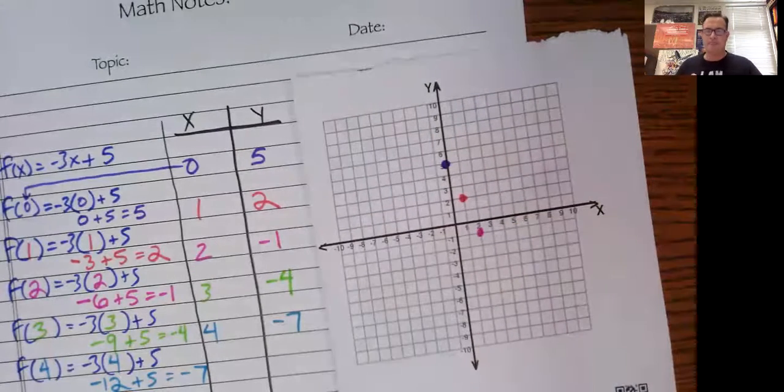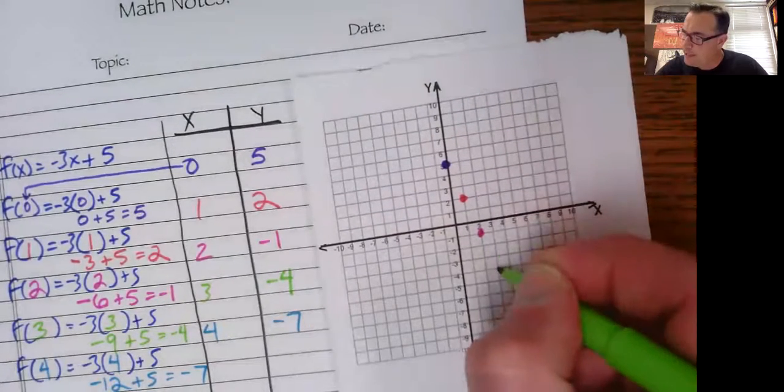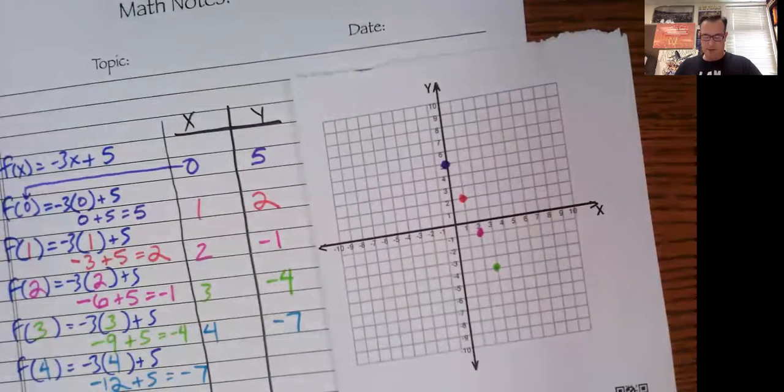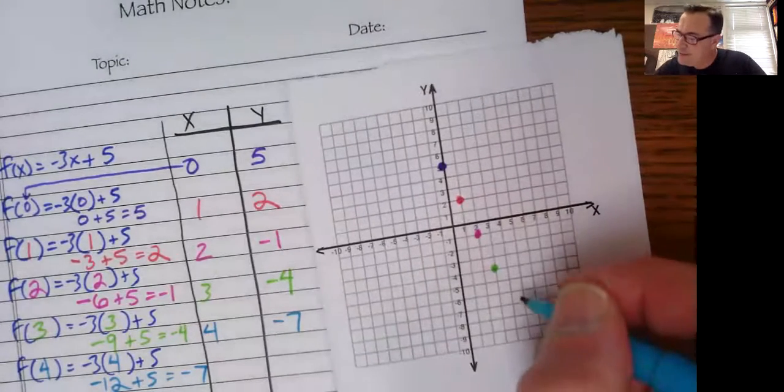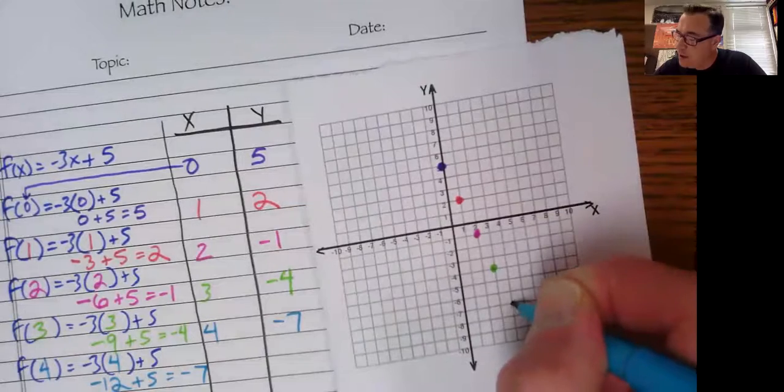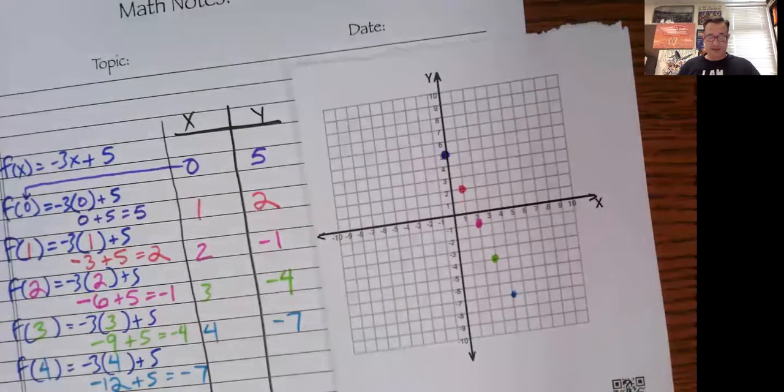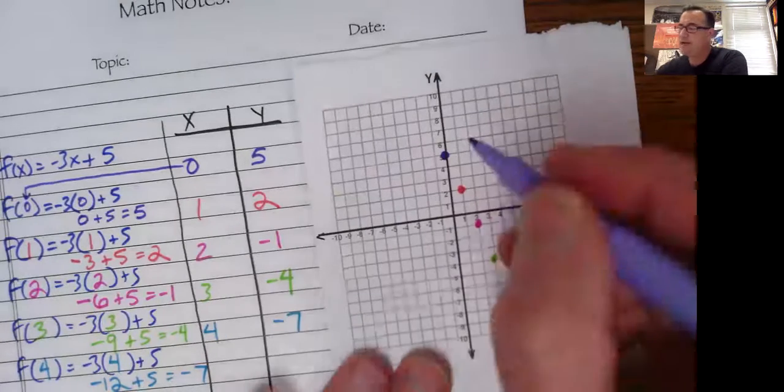All right. And then I've got 3, -4. And then I've got 4, -7. Okay. What type of graph is this, guys? What have I drawn? What does this look like here? It's a line. It's clearly a line as well.